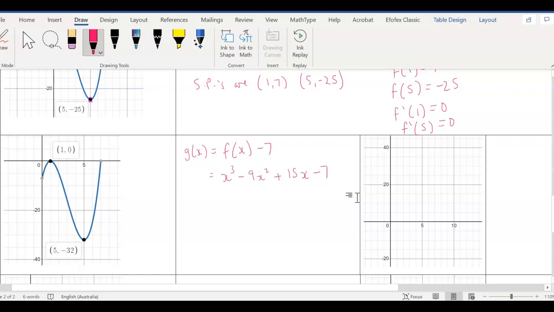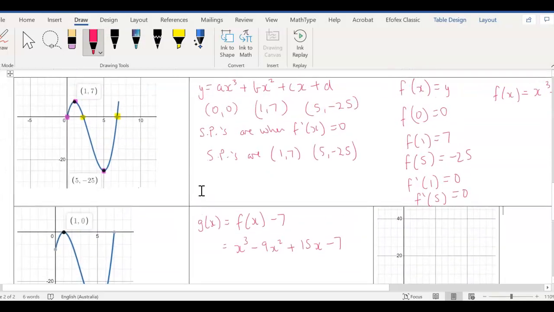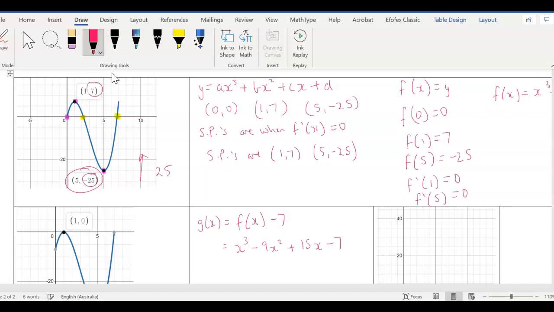Okay, so basically what I just did on the calculator is this point down here, 5, negative 25. I've shifted it up 25. Every point has shifted up 25, but only the y coordinate. So this one here is going to be shifted up 25, so it's going to be 7 plus 25, 32. And then this one here is going from 0, 0 up to 0, 25.